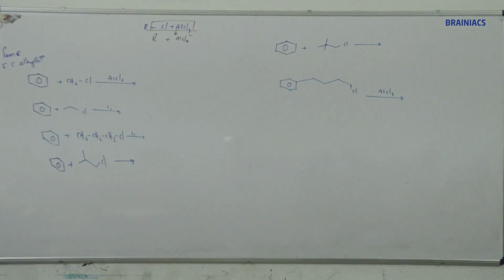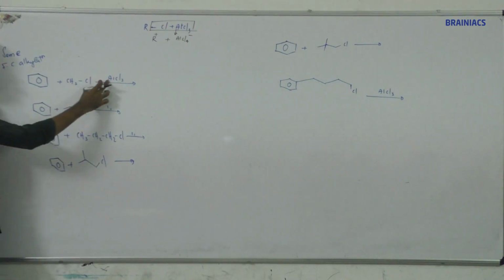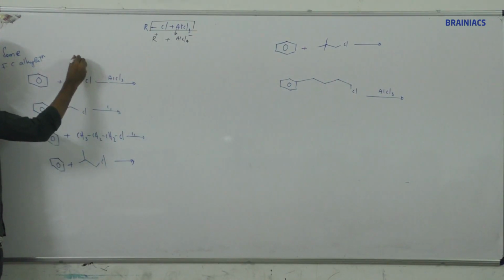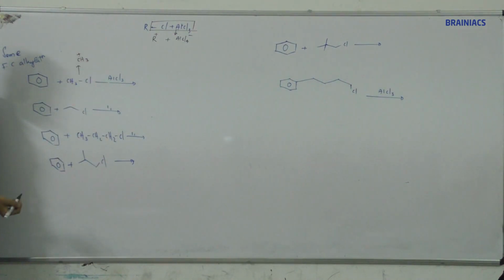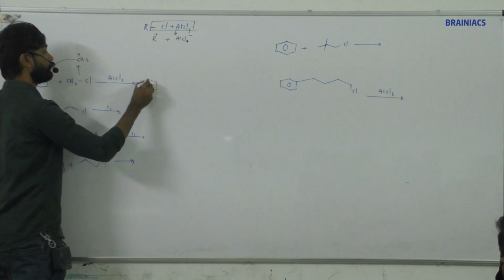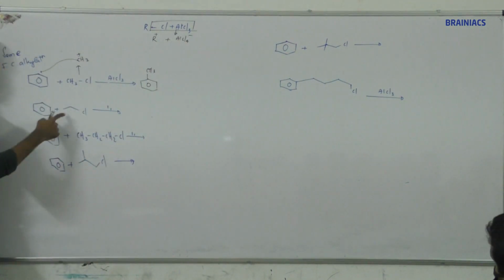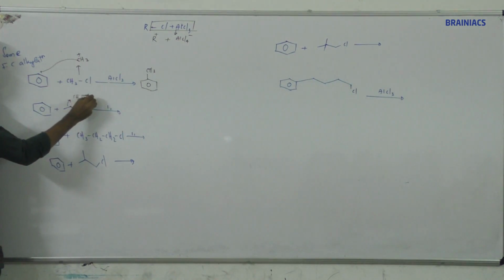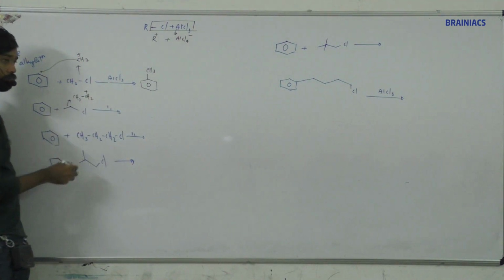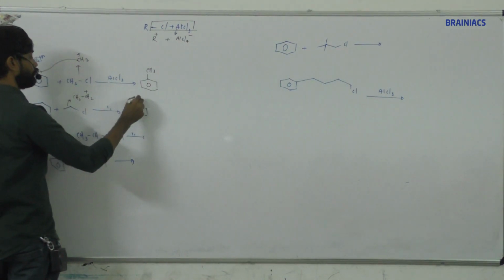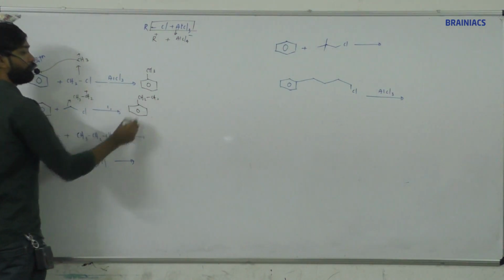So that generates a carbocation, right? What about the carbocation CH3 plus? Is there any reaction? No, so it's a simple substitution to form toluene. The next one is ethyl chloride. The carbocation generated is CH3CH2 plus. Is there any rearrangement? No. So ethyl benzene.